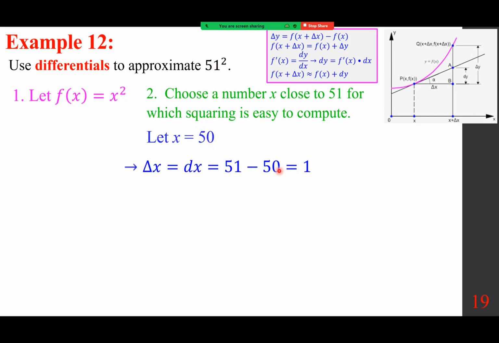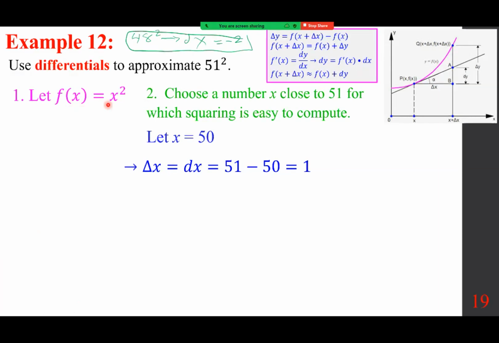However, if we were dealing with something like, let's say for the sake of argument, we were interested in 48 squared. In this case, dx would be -2, okay? So the sign makes a huge difference. And so first and foremost, we are going to find the dy because we are going to use this approximation.